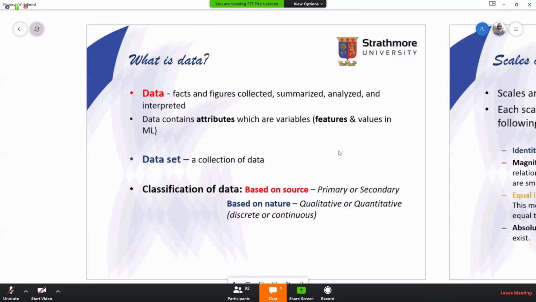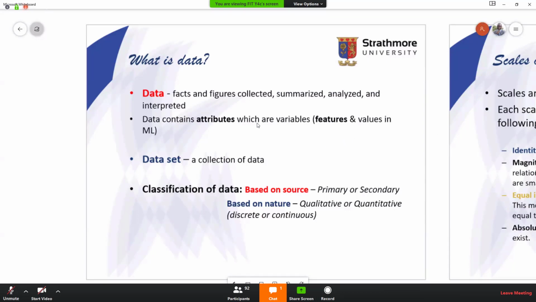Then data can also be classified based on nature. So it can either be qualitative or quantitative data. Qualitative data just has things which are actually not numbers, and quantitative data are actually numbers, which can be discrete or continuous. So you don't have to cram those ones. Those are just things to follow up.